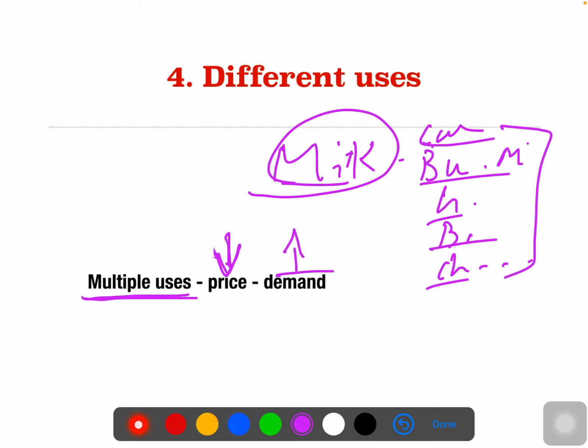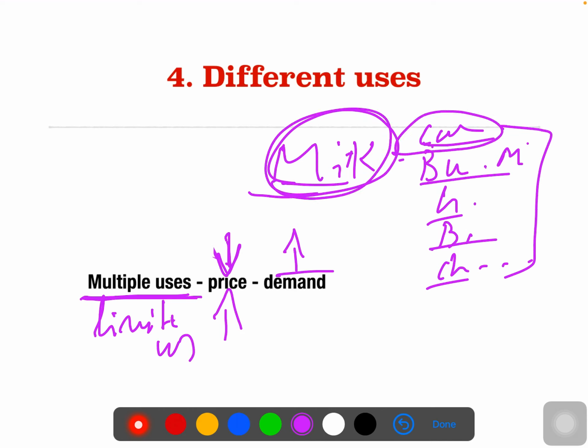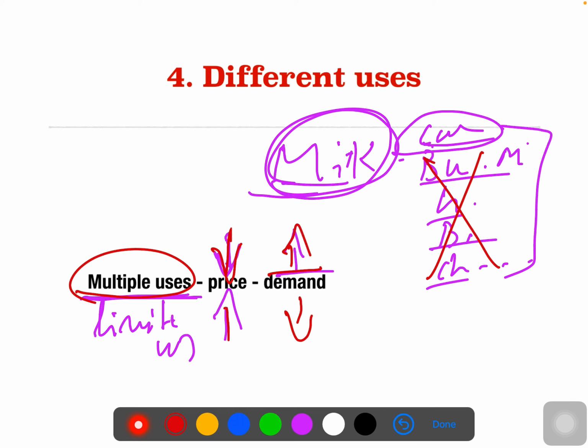On the other hand, if the price increases, they will not purchase more because the price is higher, and they'll use it for limited uses. Instead of curd, buttermilk, and all these, they'll use it only for milk, or for milk and curd. They'll leave the rest. If the price increases, demand for that good will come down. So any good that has multiple uses, if its price decreases, demand for it is going to increase. If the price increases, demand is going to be reduced. They will use it for limited purposes.